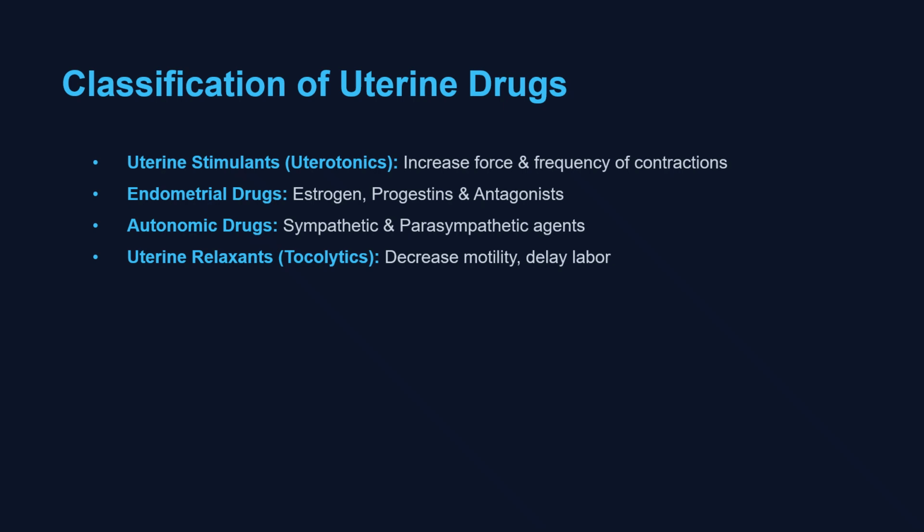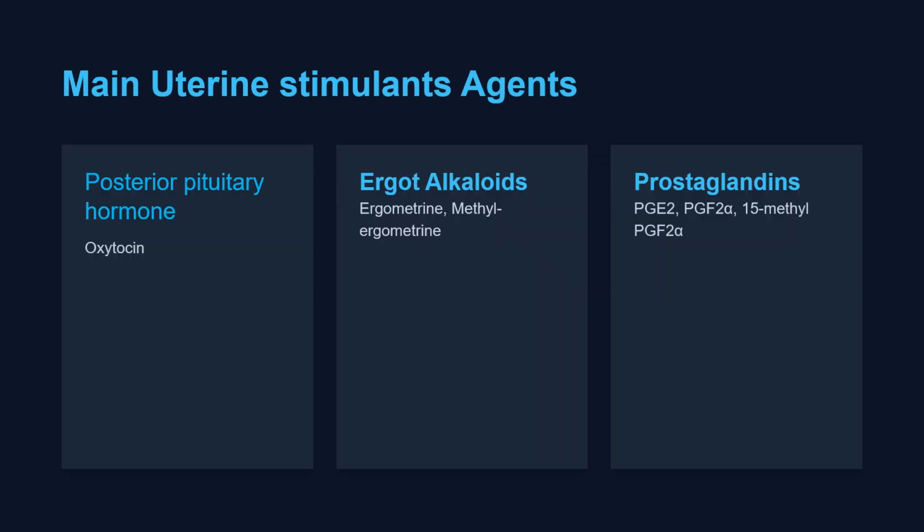You know about the uterine relaxant. The uterine relaxant is opposite to the stimulant; it decreases motility and delays labor. The main uterine stimulant agents can be classified into three parts. The first and most important part is the posterior pituitary hormone. In the posterior pituitary hormone, the oxytocin class comes. It is one of the major important drugs in uterine stimulants.